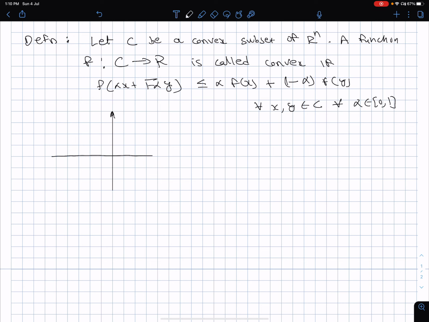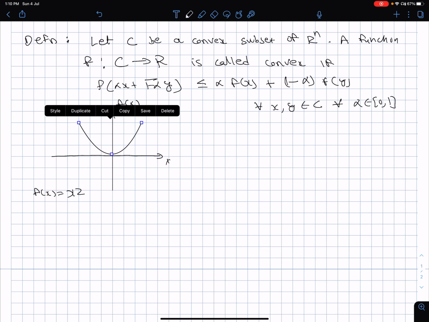Okay, and I am taking f of x to be equal to x square. You will get a nice cup kind of a thing. Let me touch it at the origin also.